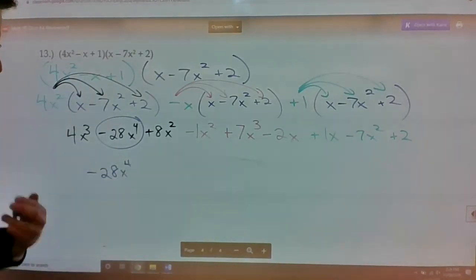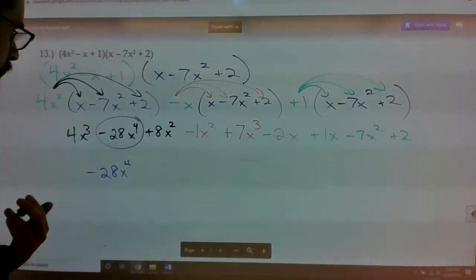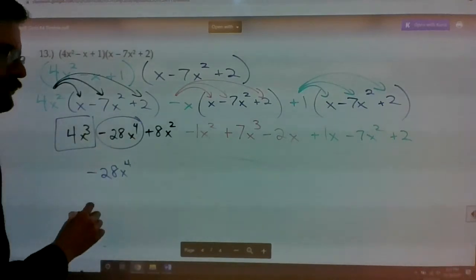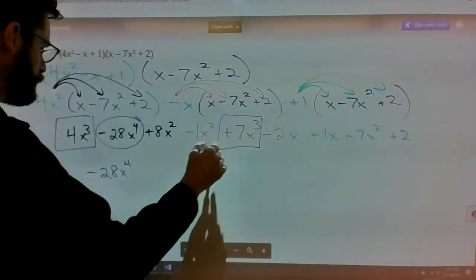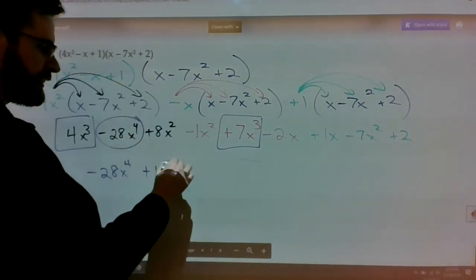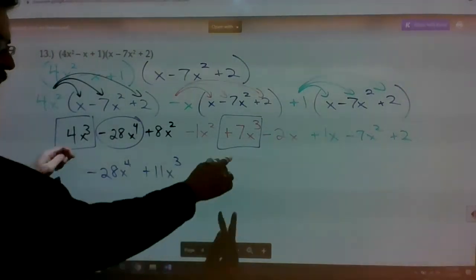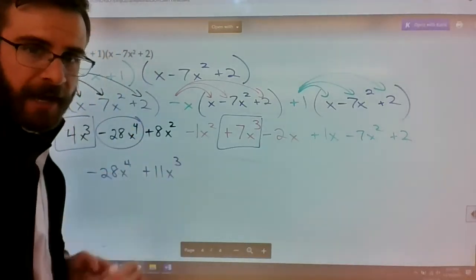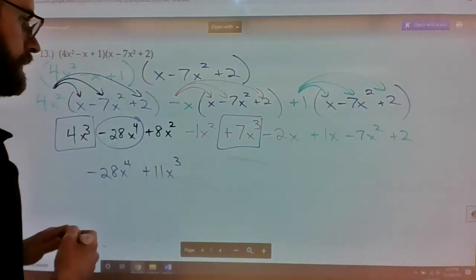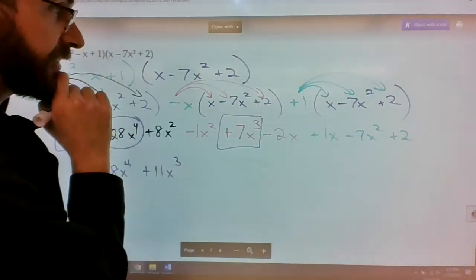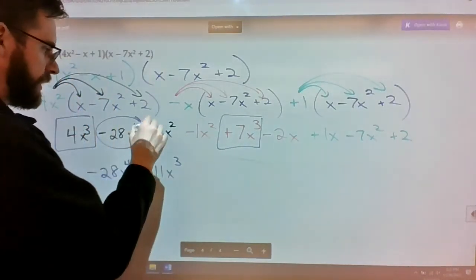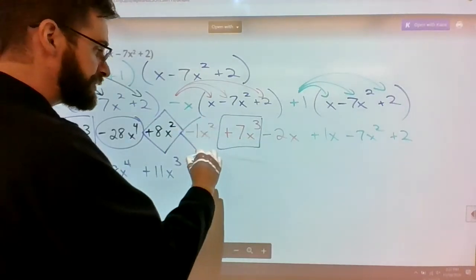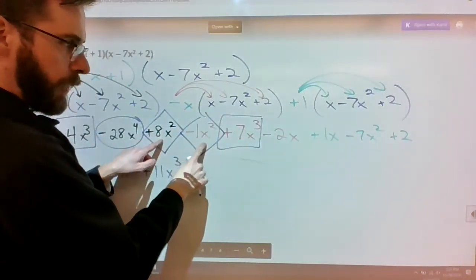Our final answer is going to start out with negative 28x to the 4 power. Now the cubes should be next, so 4x cubed plus 7x cubed should be positive 11x cubed. Notice when I add these together, I don't get x to the 6 power. I keep x cubed. Let's see, who's next? The x squareds. So I'll put a diamond around it. 8x squared minus 1x squared is 7x squared.